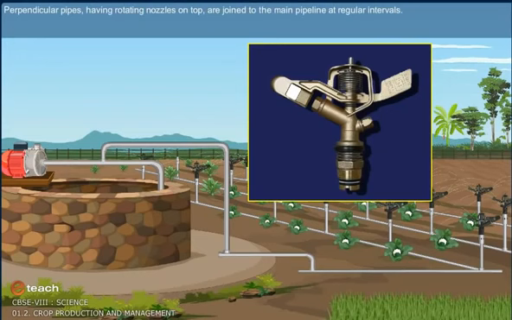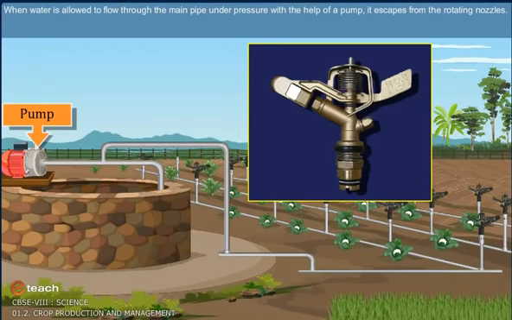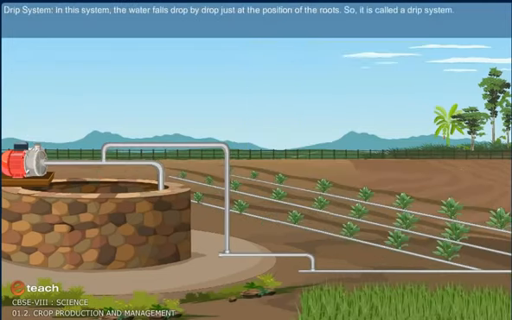The perpendicular pipes having rotating nozzles on top are joined to the main pipeline at regular intervals. When water is allowed to flow through the main pipe under pressure with the help of a pump, it escapes from the rotating nozzles. It gets sprinkled on the crop as if it is raining. Sprinkler is very useful for sandy soil.